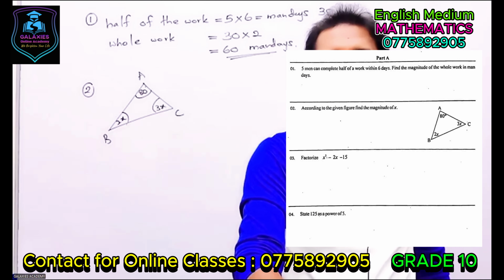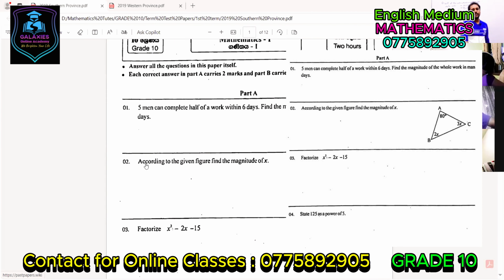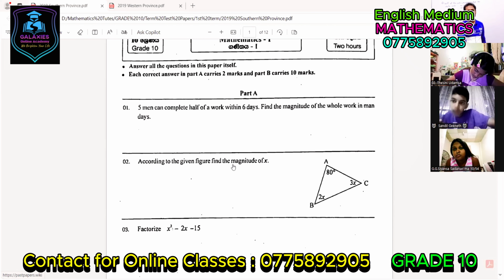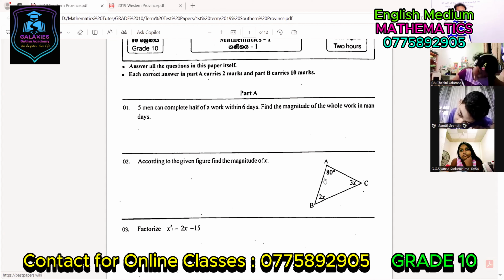Right? Look at the second question. According to the given figure, find the magnitude of x. Right. There are three angles you can see given. This angle is 2x, this angle is 3x, and this one is 80 degrees. Then you know the theorem you can apply here. What's the theorem you can apply? Sum of interior angles of a triangle is 180 degrees. You can apply for this question.